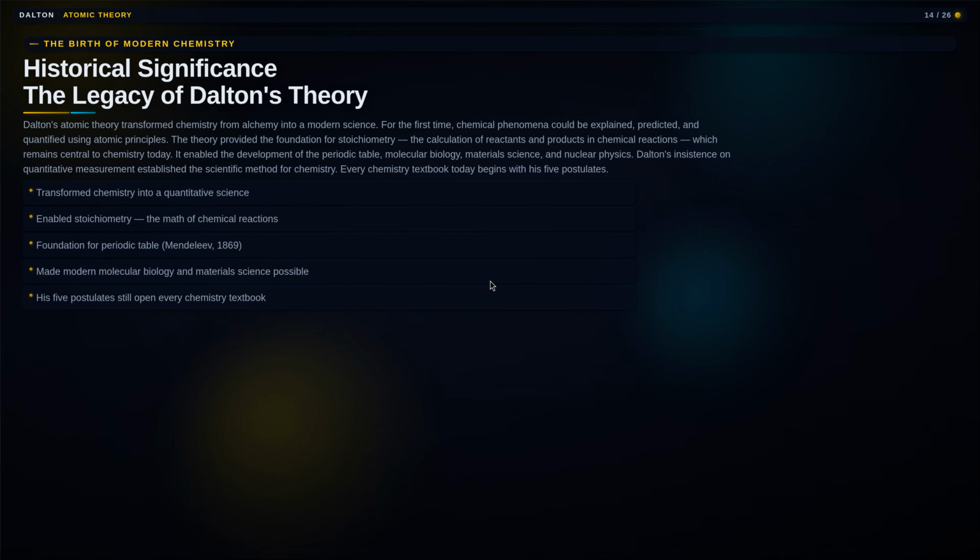The theory provided the foundation for stoichiometry, the calculation of reactants and products in chemical reactions, which remains central to chemistry today. It enabled the development of the periodic table, molecular biology, materials science, and nuclear physics. Every chemistry textbook today begins with his 5 postulates.